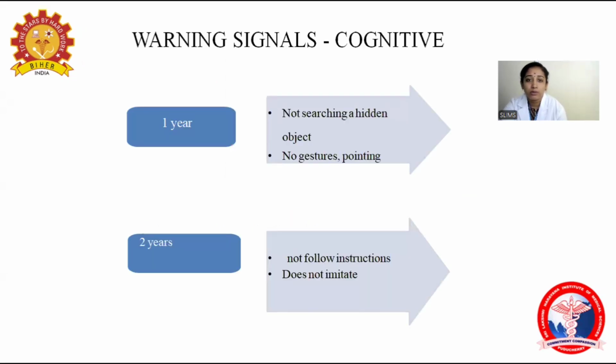So let us see some warning signals in the cognitive domain. A 1-year-old child who is not searching for hidden objects, with no gestures or pointing. Normally in a 1-year-old child, when they find any interesting object, they point toward the object. Next, in a 2-year-old child, a child who does not follow instructions or does not imitate. This is a warning signal in the cognitive domain for a 2-year-old child.